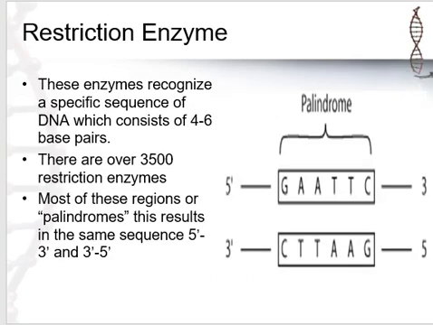One way to look at these is something called restriction enzymes. These are enzymes that recognize a specific sequence of DNA that consists of between 4 and 6 base pairs. There are over 3,500 restriction enzymes. Most of them are known as palindromes, which means they will recognize the sequence GAATTC and GAATTC in the opposite direction.